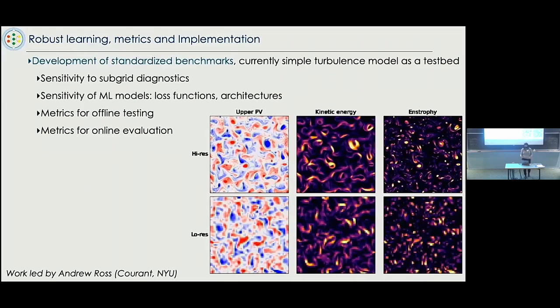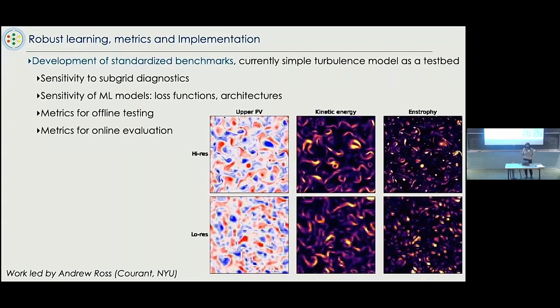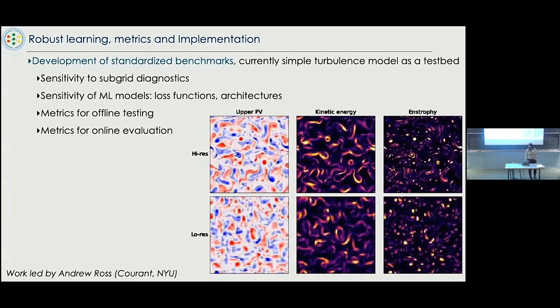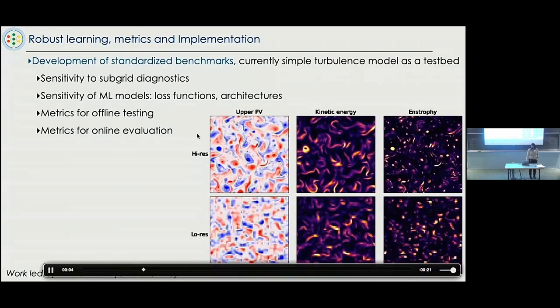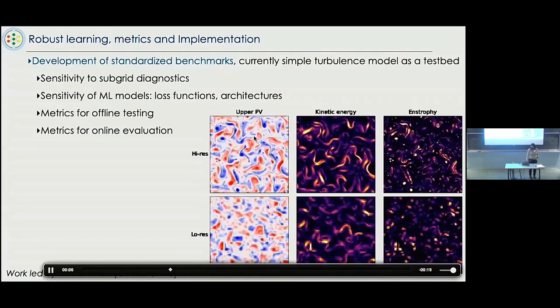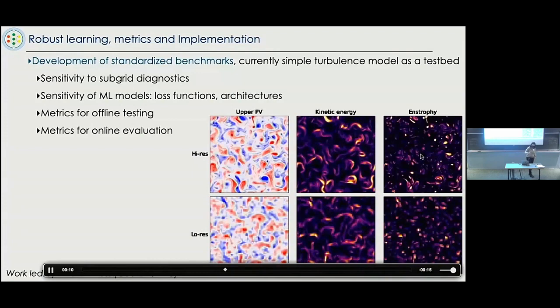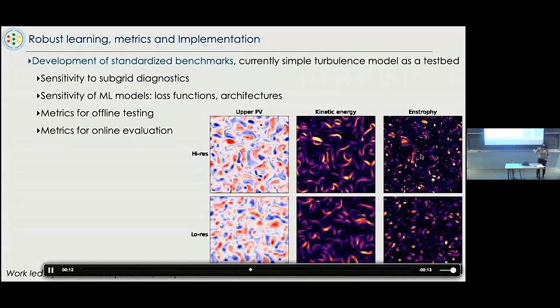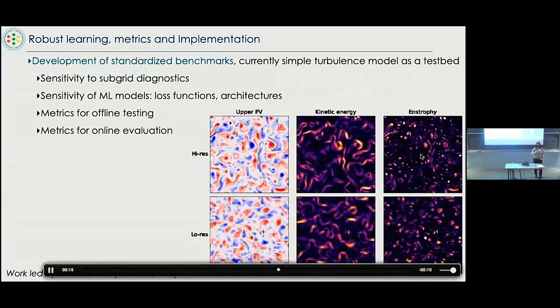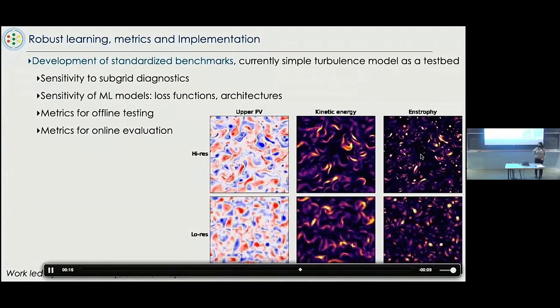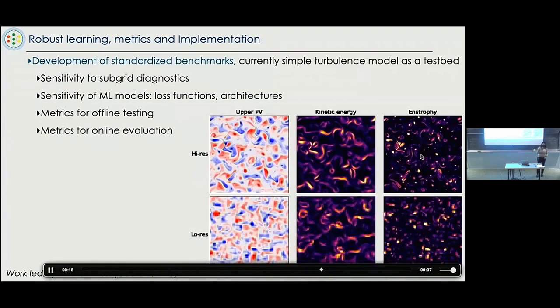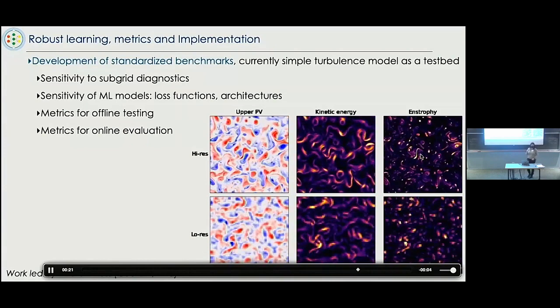What we're trying to do is actually develop standardized benchmarks. So here is a very simple 2D model, and of course, it's always nice to have movies. This is the upper ocean potential vorticity in a high resolution run. This is in a low resolution run, that's kinetic energy, and that's entropy. So what he's trying to do is really go after every single step of the problem: learning the subgrid tendencies with different filters.